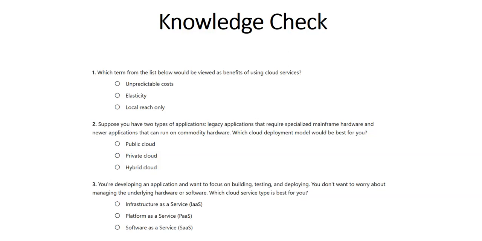I hope you have written down your answer. Now the second question: suppose you have two types of applications, legacy applications that require specialized mainframe hardware and newer applications that can run on commodity hardware. Which cloud deployment model would be best for you? Would you go for public cloud, private cloud, or hybrid cloud? I'll give you 10 seconds to note down your answer.